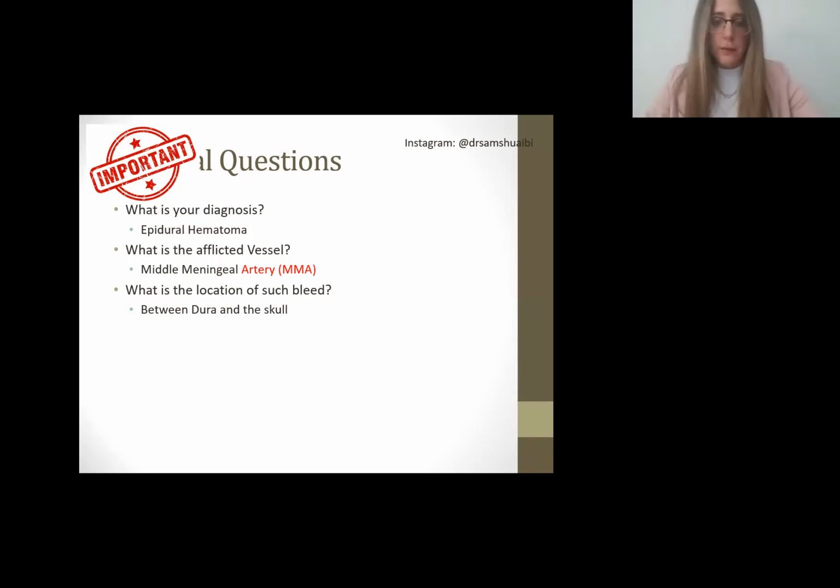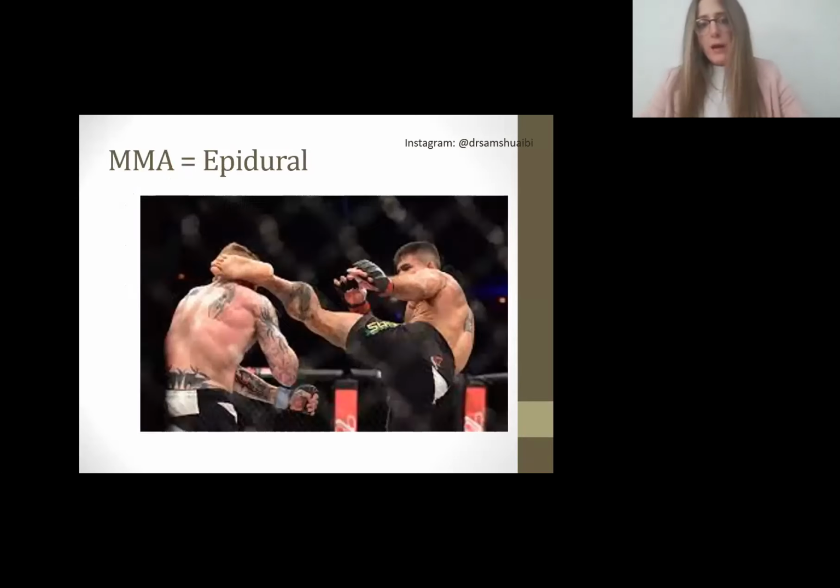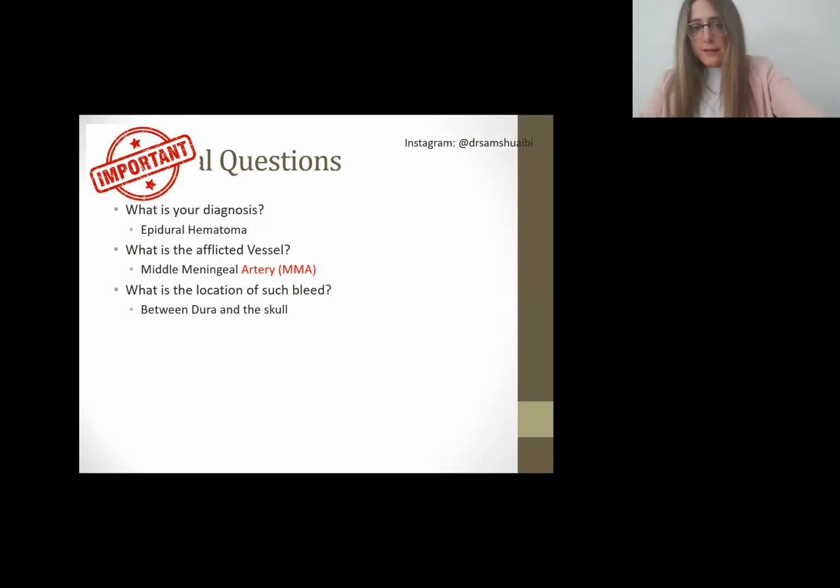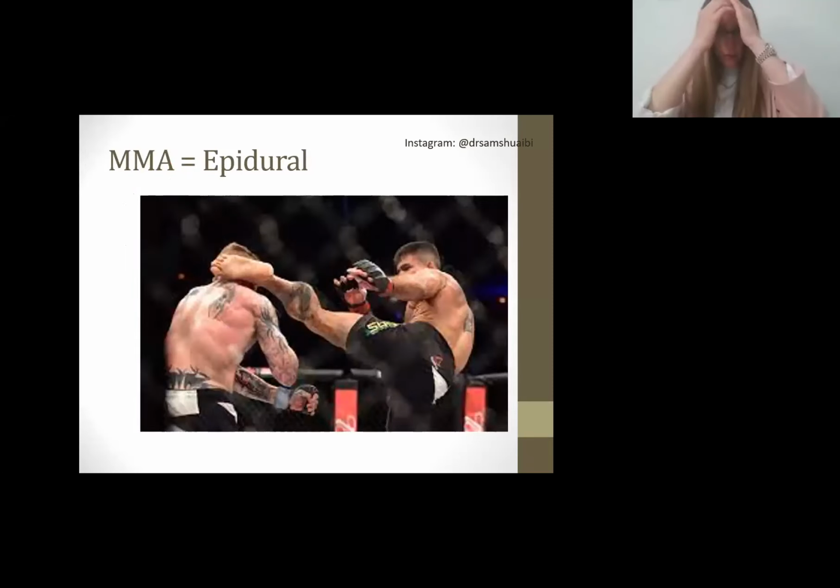If I were you, I'd take a picture. So this is how I remember it. MMA, I said middle meningeal artery. Most of the guys are probably familiar with MMA fighting. And look at this guy. He's literally going all the way to the temporal bone, and it's actually where the middle meningeal artery can be found, somewhere around that. I chose this precisely because if this guy kicked him a little bit harder, he would end up with an epidural bleed.